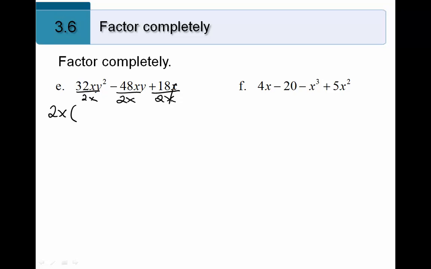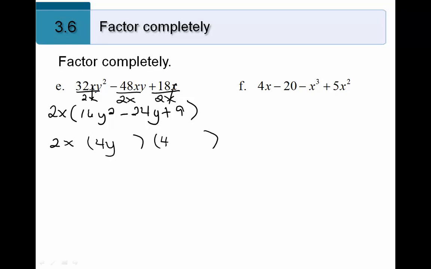And when I factor out a 2x, I am left with 16y squared minus 24y plus 9. So I have a trinomial to factor. Now you may want to notice, look at your first and third terms. The 16y squared and the 9, those are perfect squares. So this very well may be a perfect square trinomial. So let's treat it as such. You see that 4y multiplied by 4y is 16y squared, and 3 multiplied by 3 is 9.